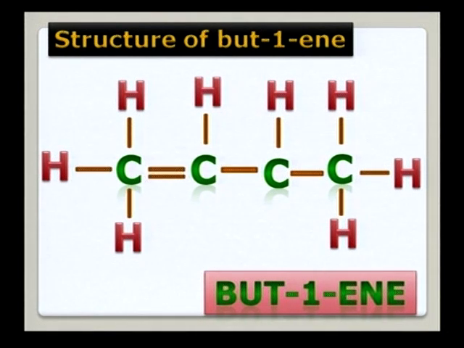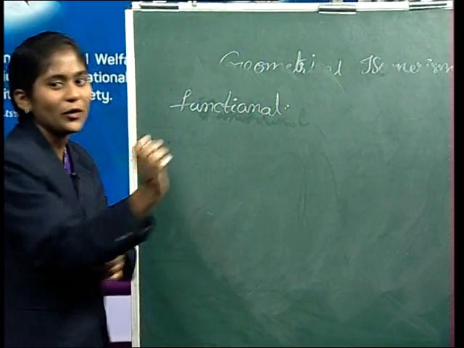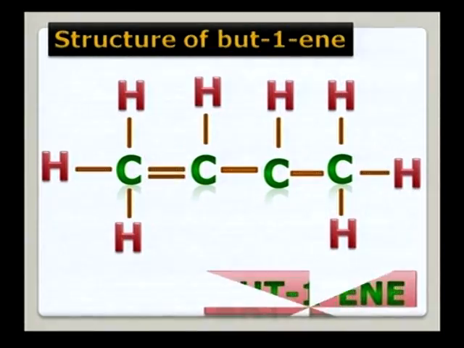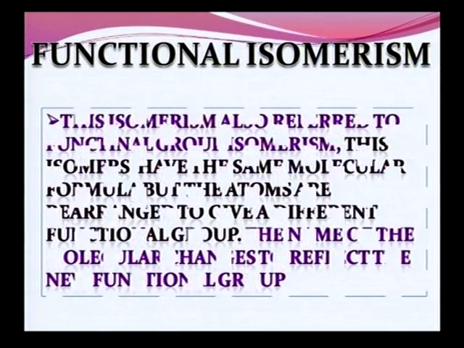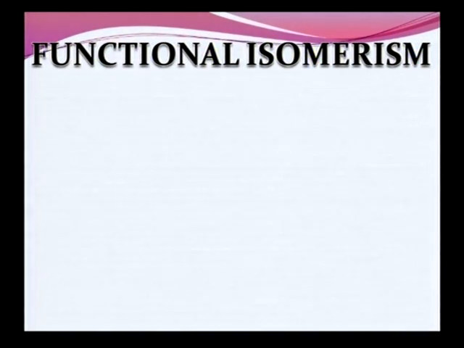So the last one is functional isomerism. Okay, friends. What is the definition of it? Let us watch its slide. These isomers also refer to functional group isomerism. These isomers have the same molecular formula, but atoms are rearranged to give a different functional group. The name of the molecule changes to reflect the new functional group. Okay, friends, this is the definition of functional isomerism.